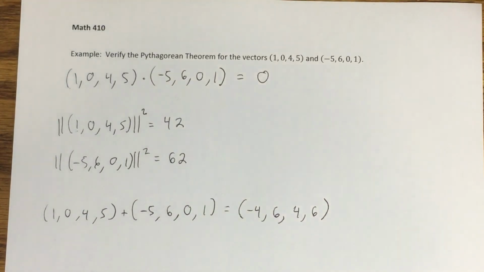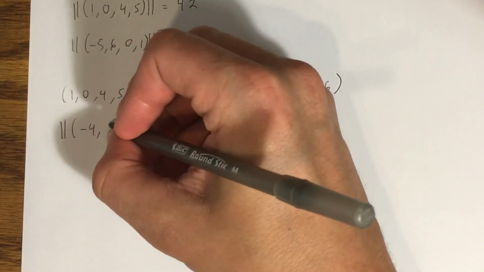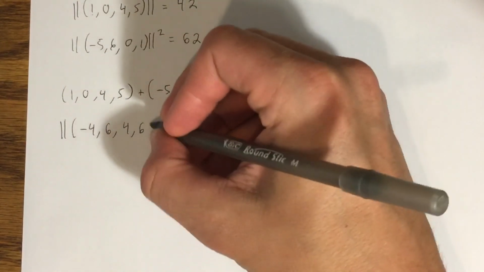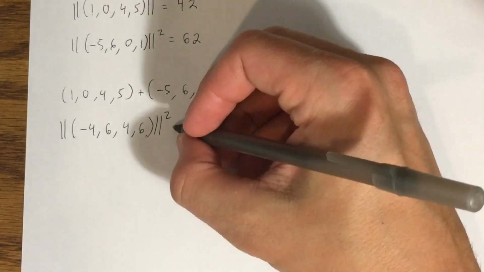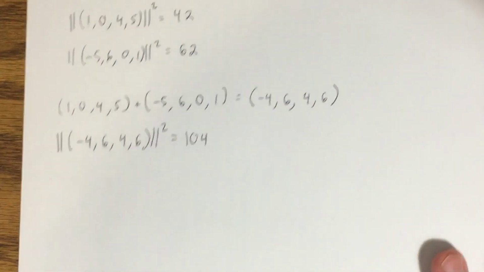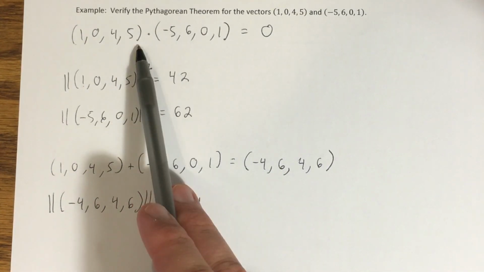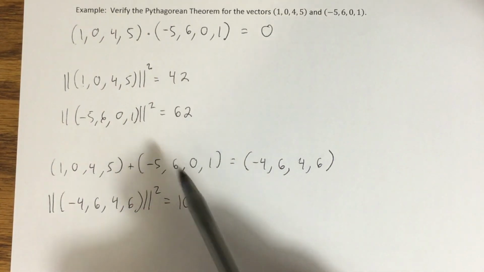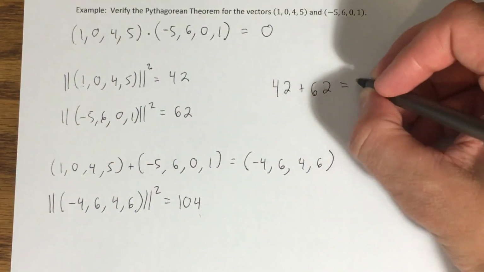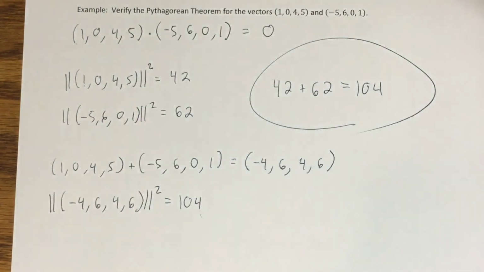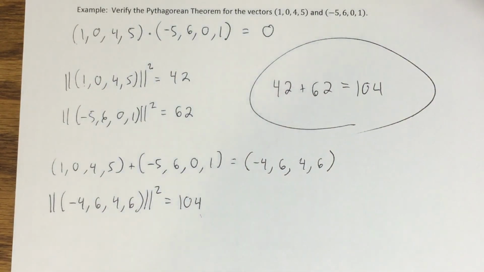What is the norm squared of that vector? That's (-4, 6, 4, 6). I'm adding the sum of the squares, 16 plus 36 plus 16 plus 36. That's 104. Now to verify, if the Pythagorean theorem is true, the fact that these two vectors are orthogonal would imply that the sum of these two numbers should equal this. But that's true. 42 plus 62 is equal to 104. And so that verifies that the Pythagorean theorem worked for these two vectors in R4. Okay, that's it for 3.3.